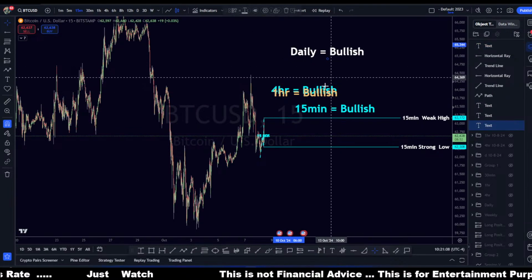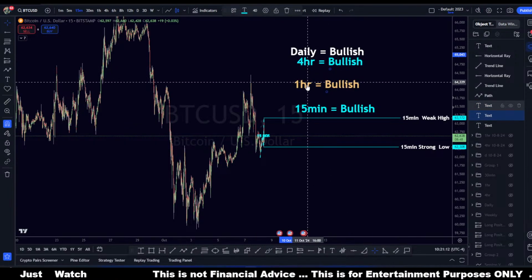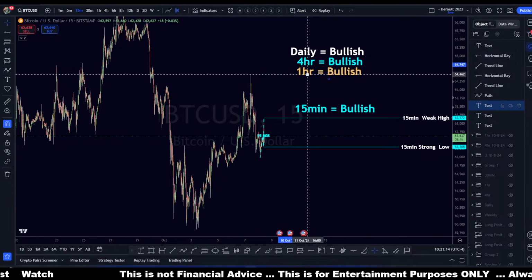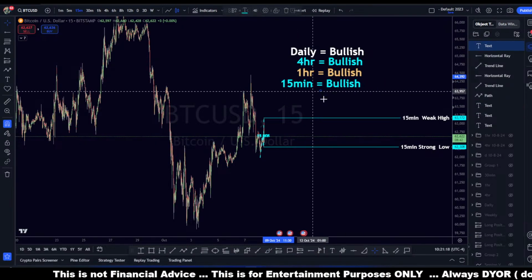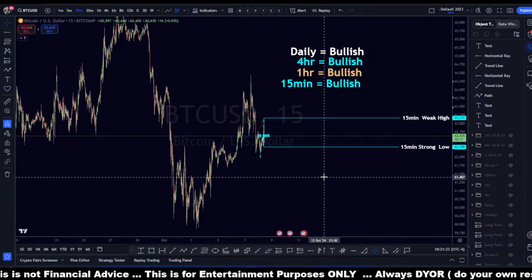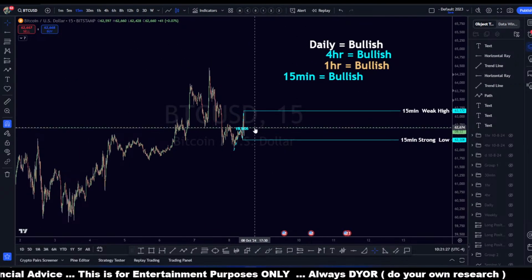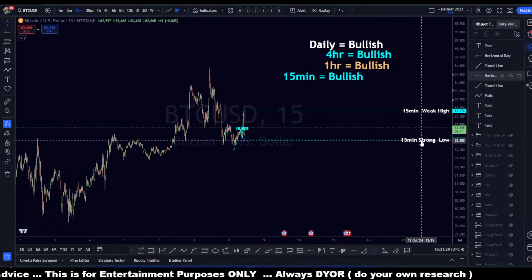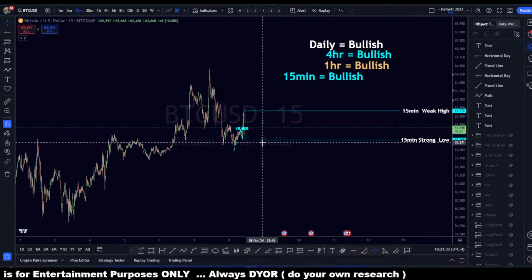So right now we have a daily that's bullish, we have a 4 hour that's bullish, we have a 1 hour that's bullish, and we have a 15-minute that's bullish. So right now within all of these different zones, price action can move up or down, and depending on what it does, okay, if it breaks this low, which it could, because the lower the time frames, you're going to have more price action.